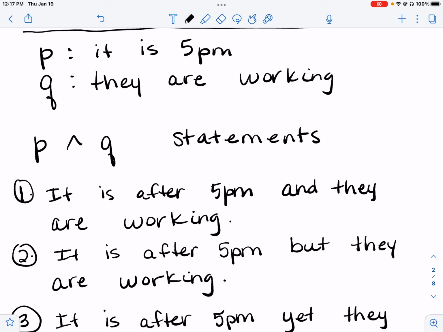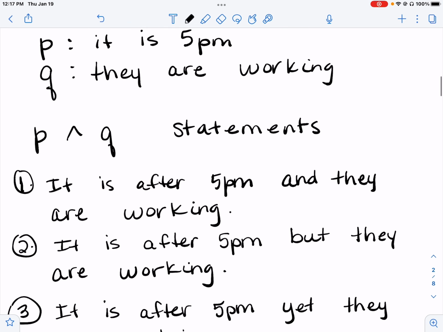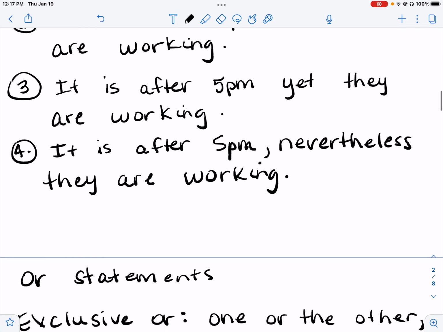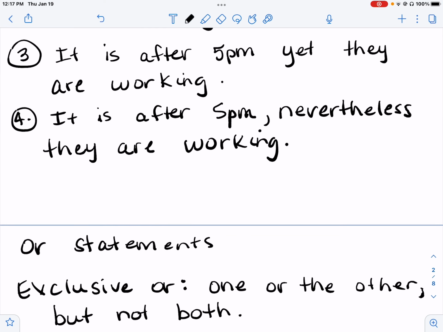P and Q are statements. Number one, it is after 5 p.m. and they are working. You could also say it is after 5 p.m., but they are working. Number three, it is after 5 p.m., yet they are working. It is after 5 p.m., nevertheless, they are working.